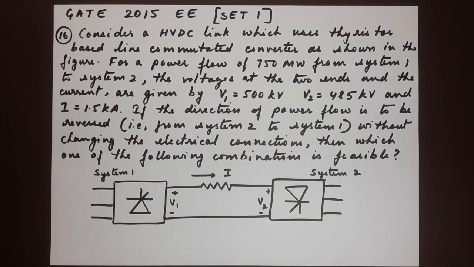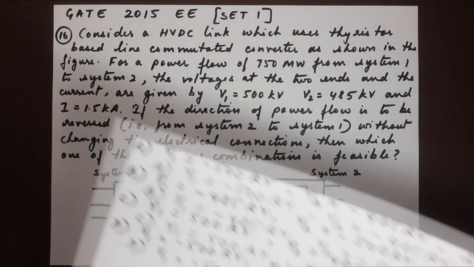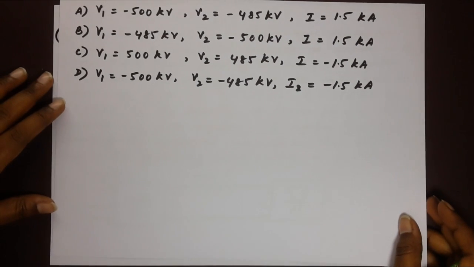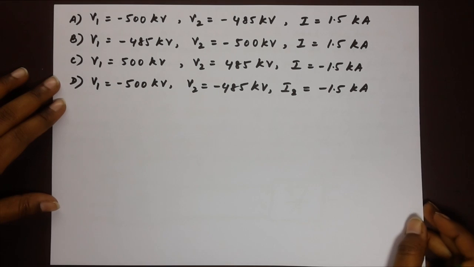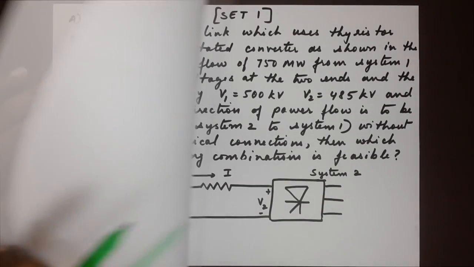If the direction of power flow is to be reversed, that is from system 2 to system 1, without changing the electrical connections, then which one of the following combinations is feasible? Now, because of lack of space, I did not write down the options in this page. I wrote it down here. So, we have different combinations of V1 values, V2 values and I value.